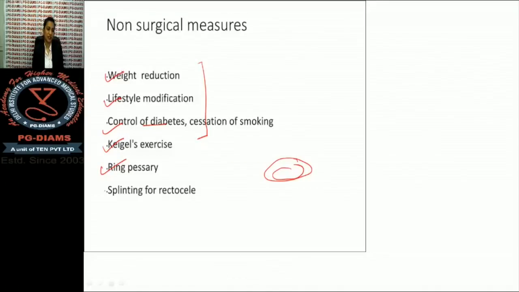Splinting of rectocele. Somebody who strains at stool and has rectocele will have further worsening of rectocele with each straining. So what you do is, suppose this is the patient's vagina, and that's the rectocele descending from here. Every time she strains at stool, this further descends downwards. So you ask the patient to keep fingers over the posterior wall of the vagina while she is straining at stool. That will prevent further bulge of the rectocele. These are the non-surgical measures that we use.